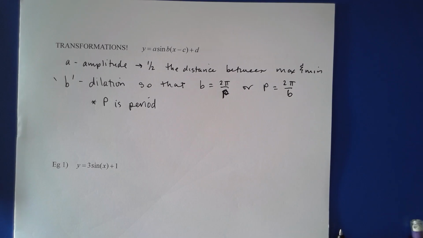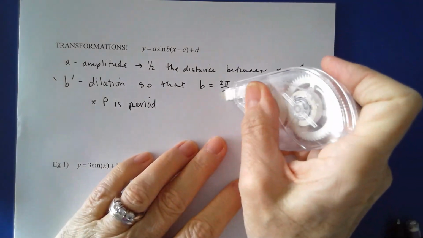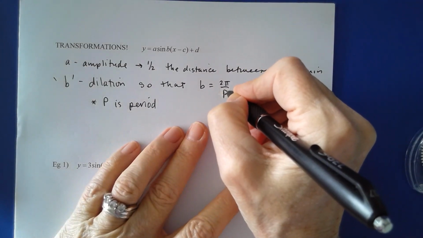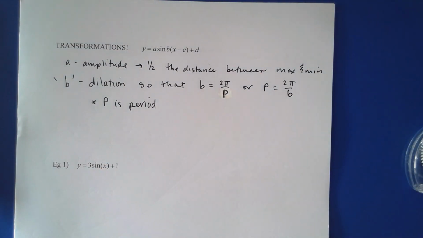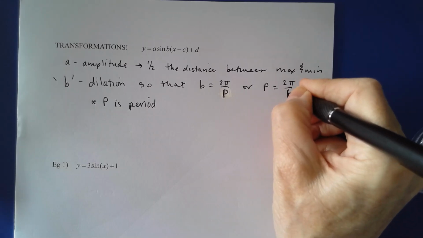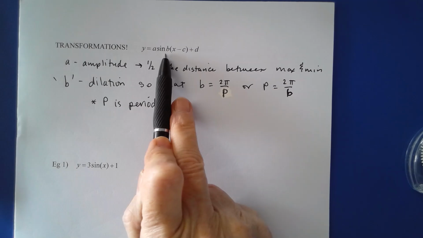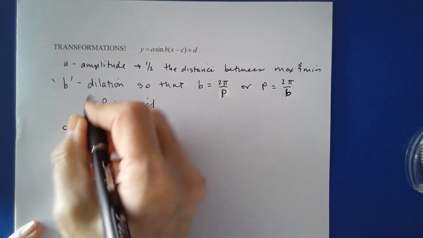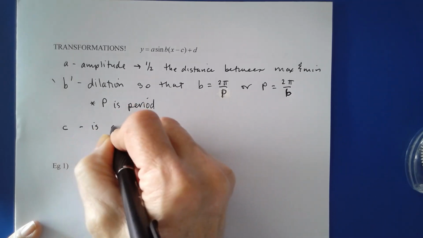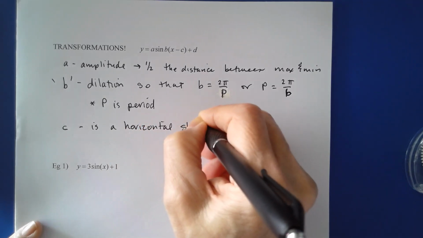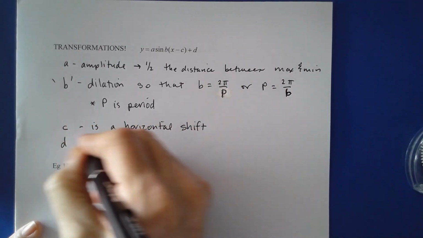Yes? A P. P as in Peter, capital P. I know, I didn't write that initially, that's why it looks so bad, okay? And this is a B. It's not a 6, it's a B. B as in batter. Okay, the C is a horizontal shift. And the D is a vertical shift.